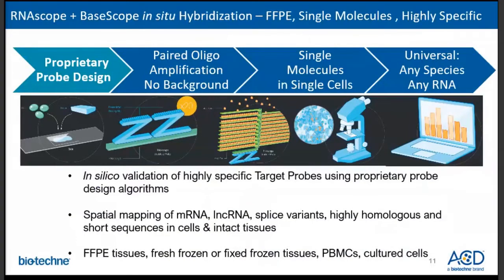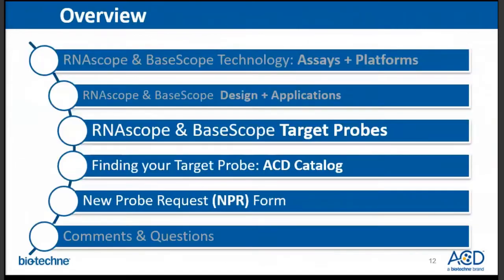This in silico validation of highly specific target probes using our proprietary probe design algorithms is one of our main core technologies that we have here at ACD. We would like to further that and talk more about this in the next few slides. For the next few slides, we'll focus on what we have to offer here. We have about 26,000 probes, and we'll talk about these catalog probes and how to get your probes and your targets submitted to our ACD Bioinformatics team.